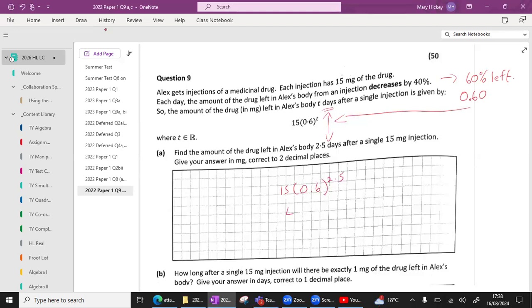Okay, so that's giving me 4.1828. Now we're supposed to correct to 2 decimal places, 4.18 milligrams. So that's what's left after 2.5 days.